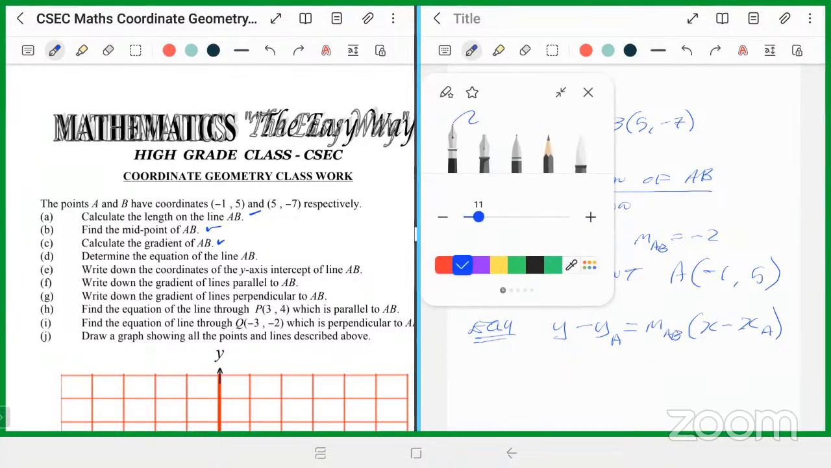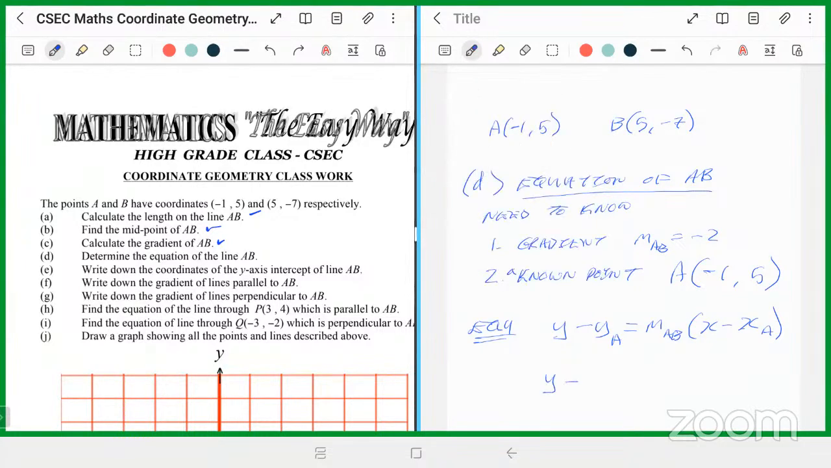So substituting in the values now. It becomes y minus, we're putting in this y value, which is, as I said, a 5. So y minus 5 equals the gradient. The gradient of the line that we want is -2, into this bracketed term now. Again, I will put the general x here: x minus the x value at A, which is -1. So I have to put x minus and -1.